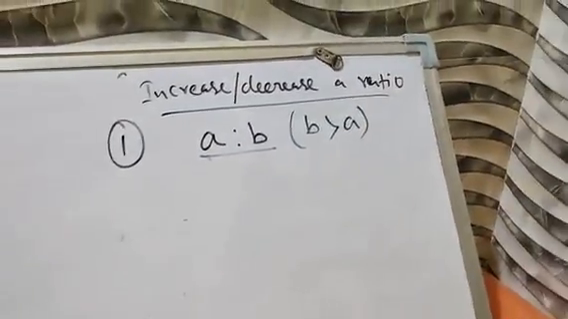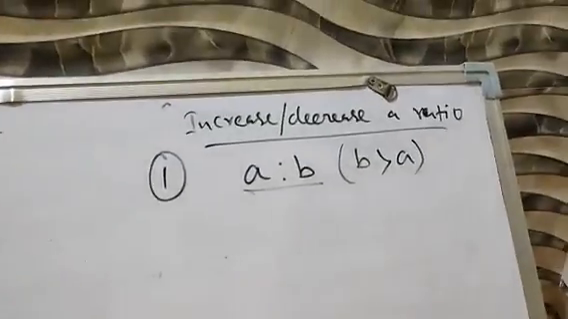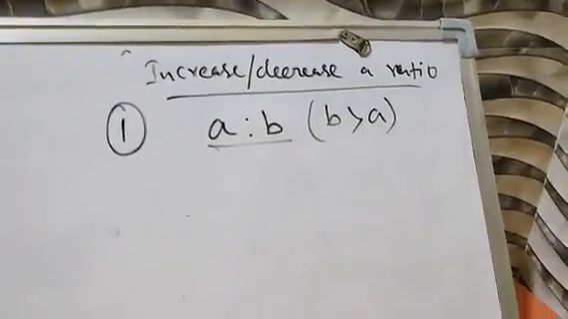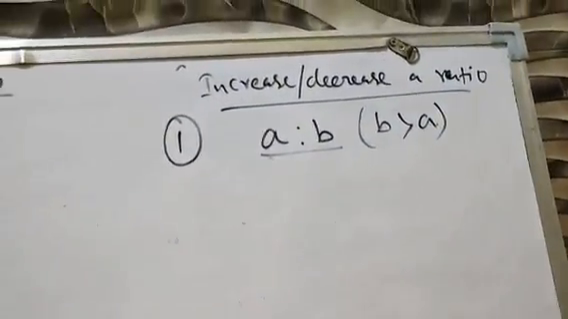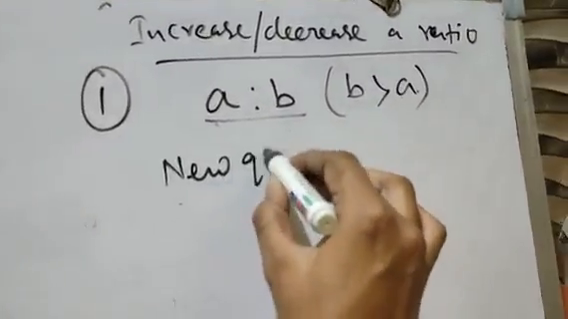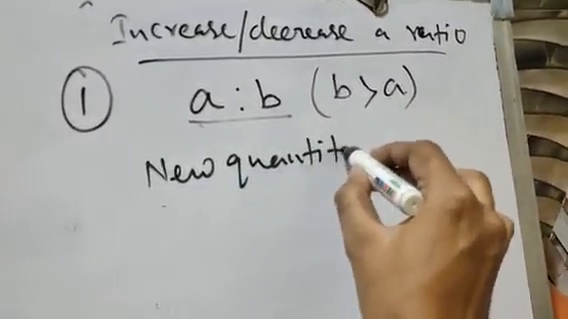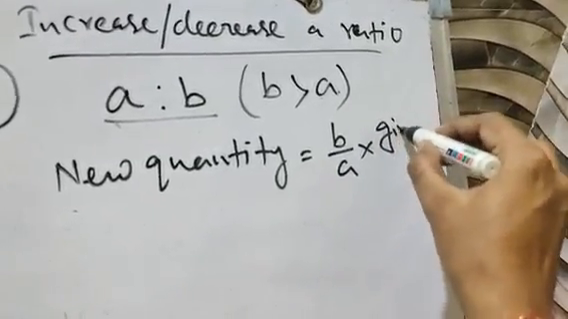Listen carefully, you have been given a quantity and what will you need to do? You will need to increase that quantity in the ratio A is to B where B is greater than A. Then the new quantity will be B by A into the given quantity.